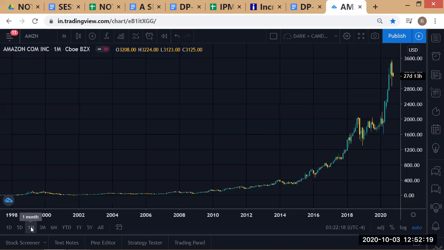Sir, if I am a momentum trader, will I go long by looking at this graph only? Suppose I am a momentum trader, looking at this graph, will I go long or short? No, see, when you look at a chart like this as a momentum trader, there is no way you can go short.